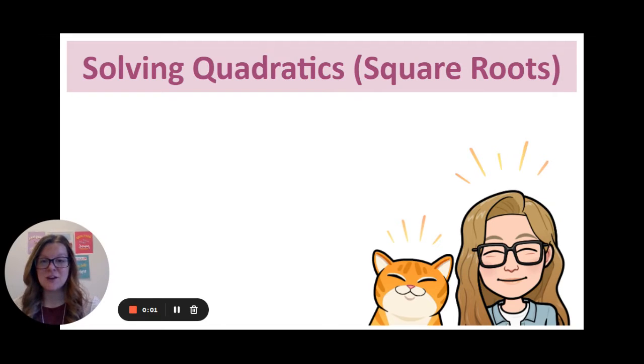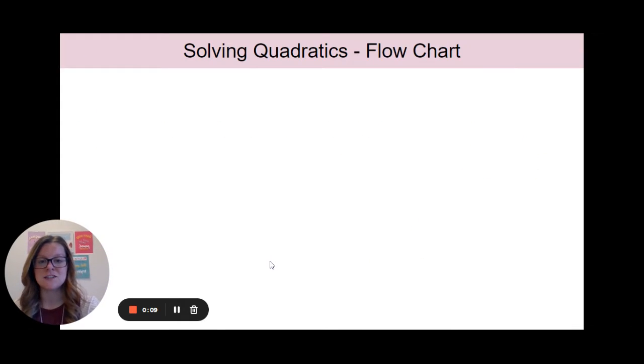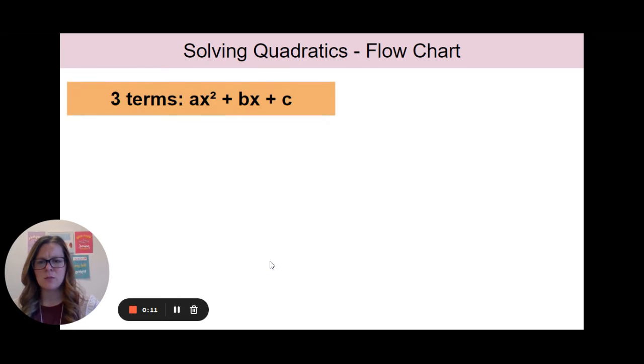Hi everybody, in this video we're going to talk about solving quadratics using square roots, and at the end of the video I want us to be able to use this method to solve and then write our solution as a point. Okay, so let's talk about what we've done before.